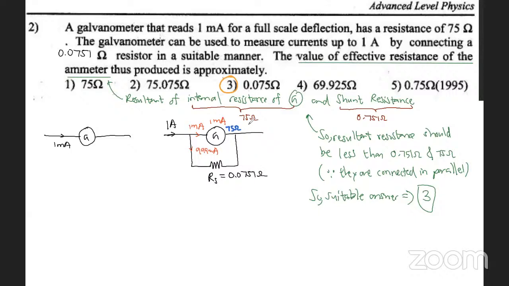0.0751 ohm. If it is less than 0.0751 ohm, there is only one answer. So the resultant resistance should be less than what? 0.0751. Please correct that also. Correct that in the paper.